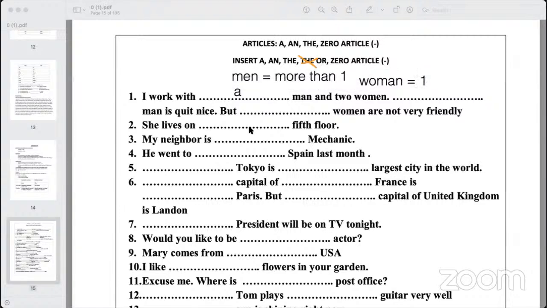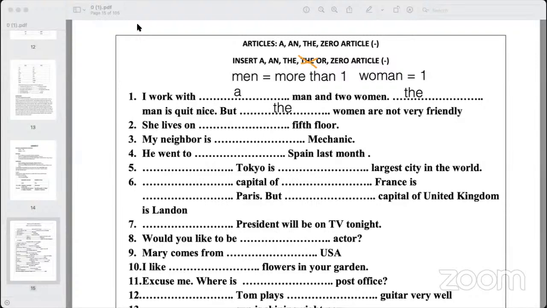And then they're saying something, man is quite nice. So you would say the man, because you're talking about the man, you're being specific. You would say the man is quite nice. But something, women are not friendly. You would say the women are not very friendly. You won't say a, because they're talking about more than one. So remember, a is only used if you're talking about a singular noun.